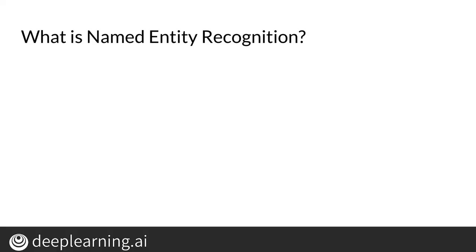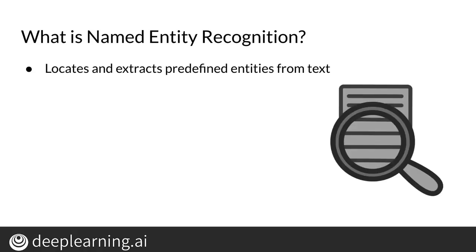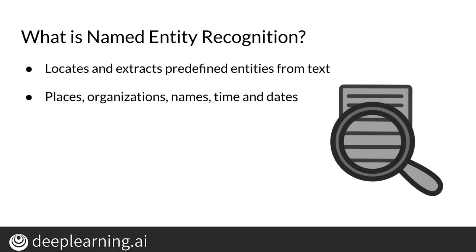In this video, I will tell you about named entity recognition, NER for short. It's an important problem and many NLP systems make use of NER components. Let me tell you what it is. Named entity recognition is a fast and efficient way to scan text for certain kinds of information. NER systems locate and extract named entities from text. Named entities can be anything from a place, to an organization, to a person's name. They can even be times and dates.